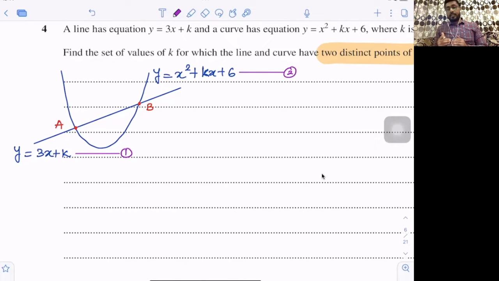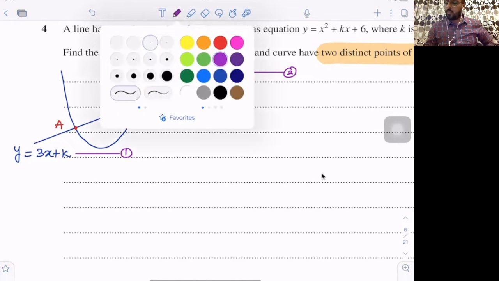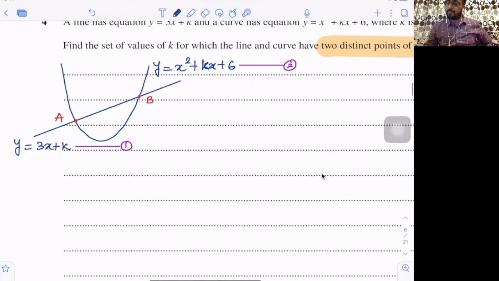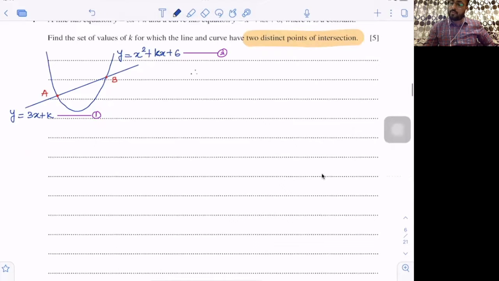Now the problem with the equations is one of the equations is a first degree equation and the other equation is a second degree equation. So I cannot solve them simultaneously. What I need to do is equate the two equations. Okay, so I'm going to equate the two equations. So if I equate the two equations, I can say therefore x square plus kx plus 6 is equal to 3x plus k, right? x square plus kx plus 6 should become equal to 3x plus k.